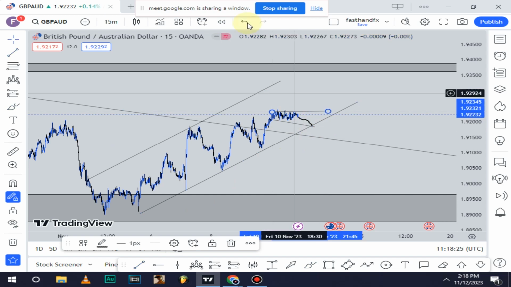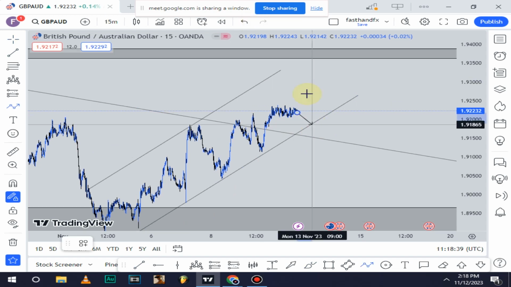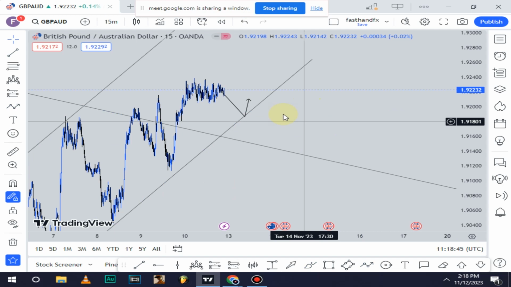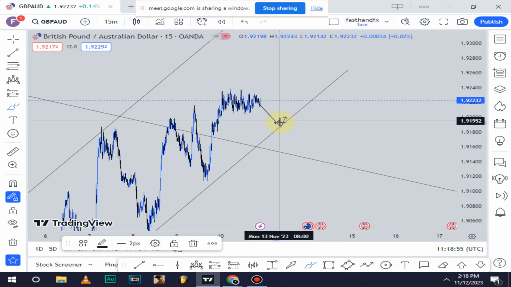Let's see, we need this. And if the market does that, we need to identify a consolidation, that's where the price will be consolidating. Let me get my tool right. So price comes and starts playing around here.